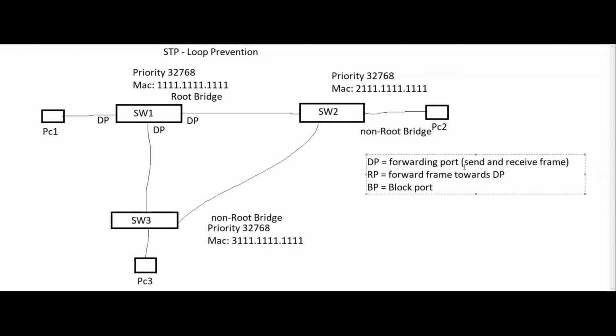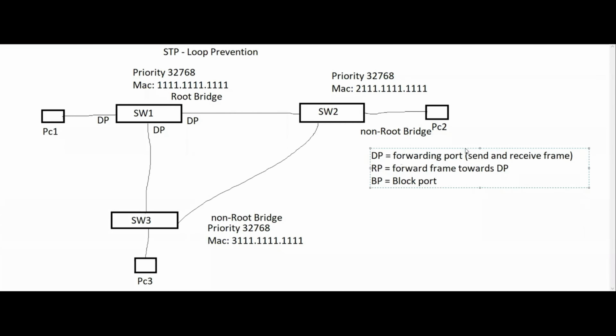So designated port, root port, and block port. These are the kinds of ports we have in Spanning Tree Protocol. Now, DP means they are active ports, able to send and receive. That's one condition. After that, let's move to switch 3.